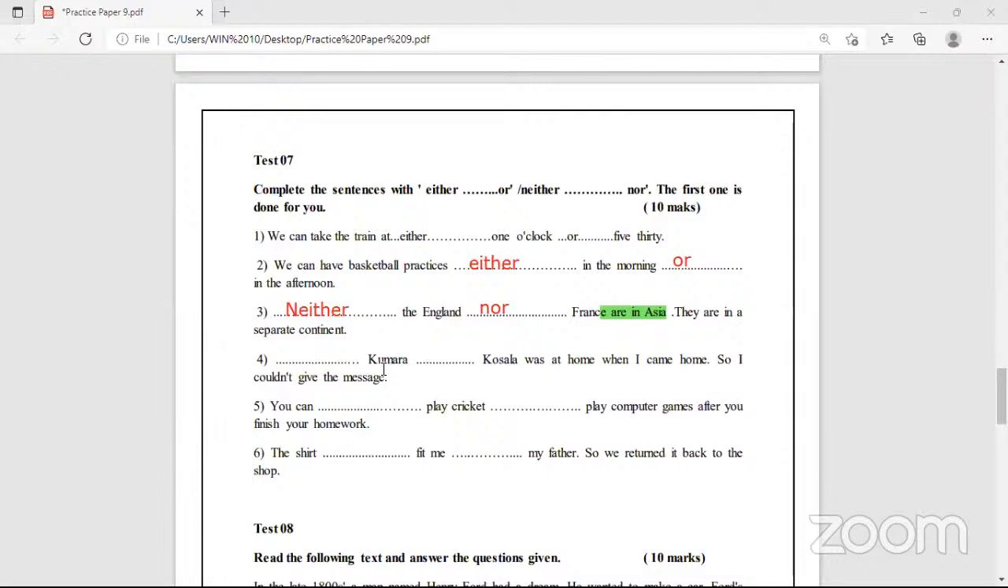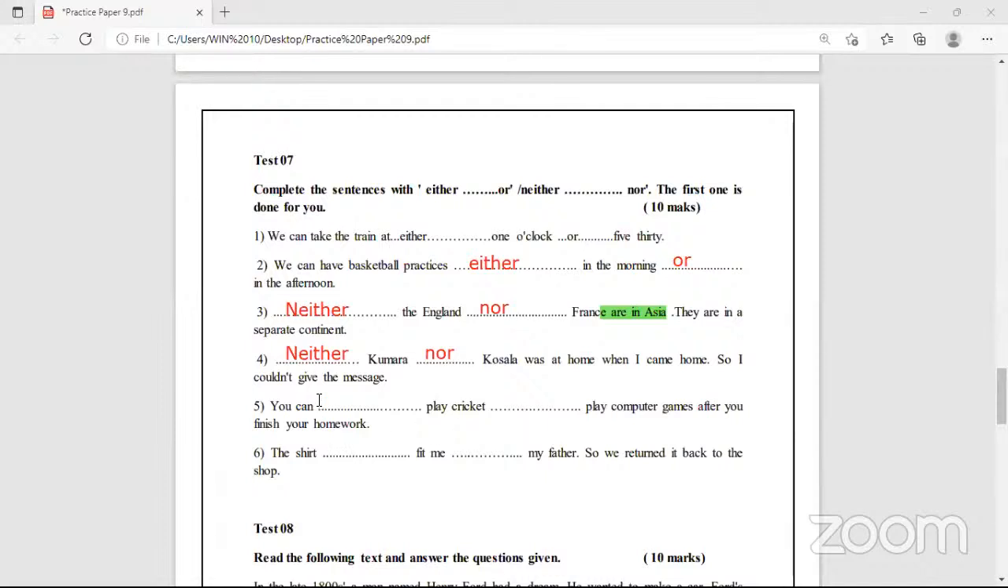Blank Kumara, Kosala was at home when I came home. So I couldn't give the message. Kosalavat, Kumaravat, gather hiti ne. So negative situation. We have to use neither nor here. Neither Kumara nor Kosala was at home. Kumaravat, Kosalavat, gather hiti ne. When I came home, so I couldn't give the message. Right, go to the fifth one.